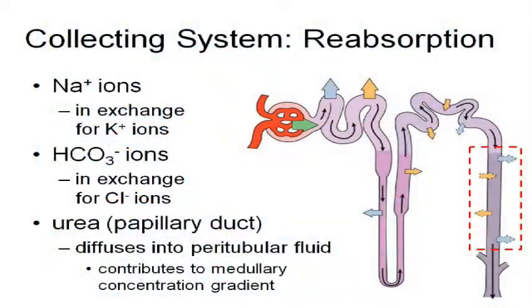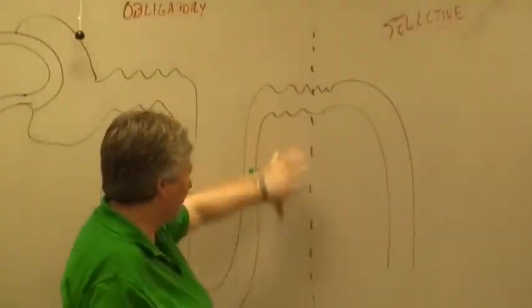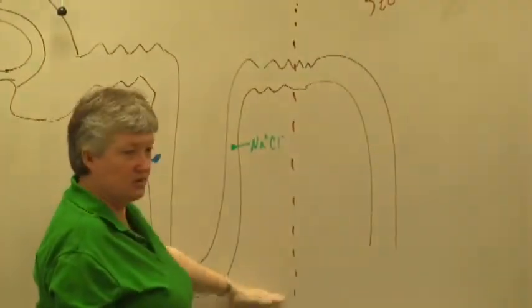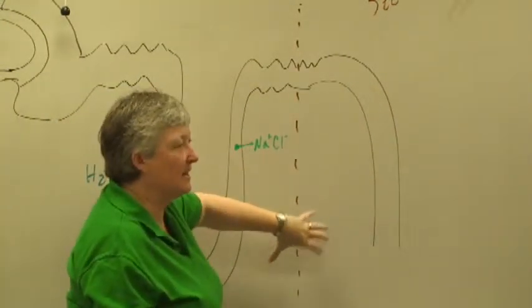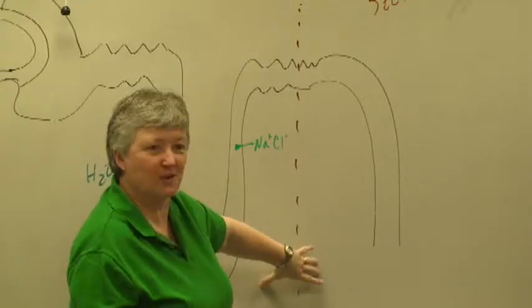And we talked about urea a little bit. Urea actually diffuses out of the collecting duct into the peritubular fluid, and it also contributes to that medullary concentration gradient. Remember, as you're moving from the top of the pyramid down to the tip, we talked about the fact that sodium and chloride are basically all this fluid. The tubular fluid, the peritubular fluid, all of that gets more concentrated. And so if you've got urea diffusing out of this as well, that makes it even more concentrated.